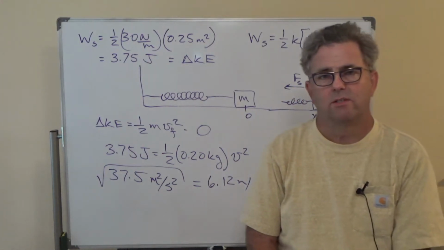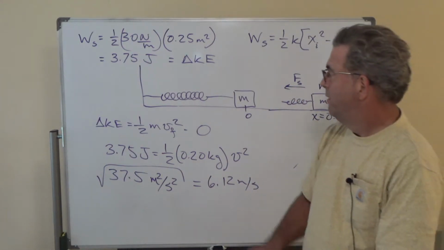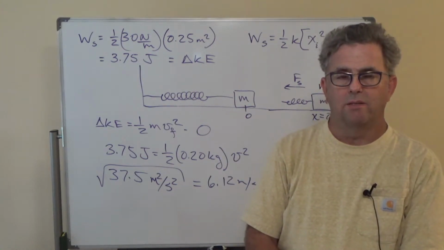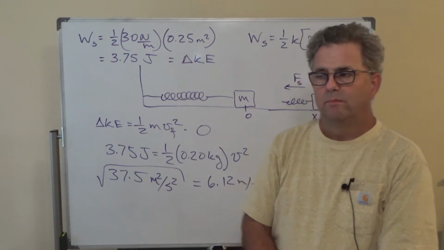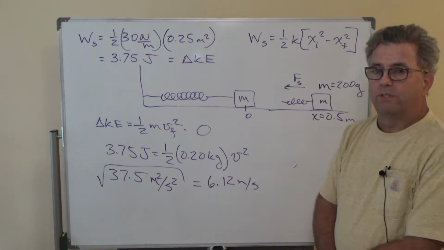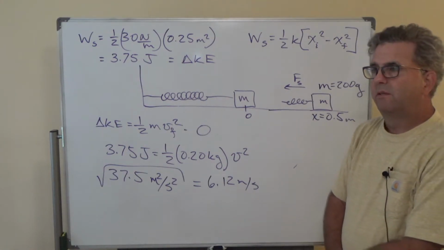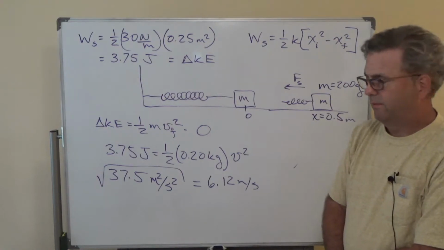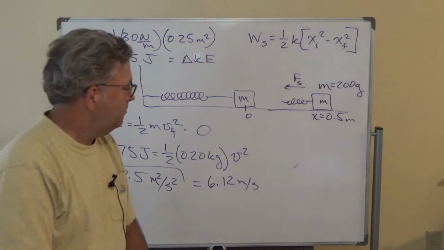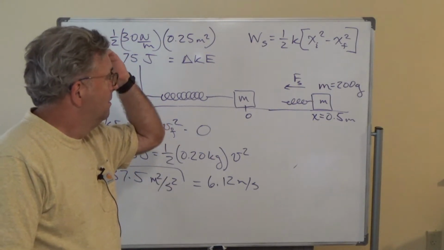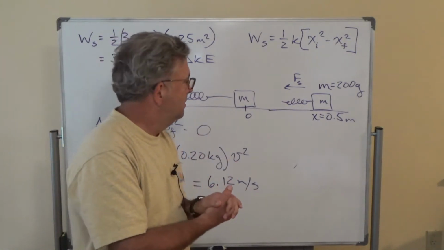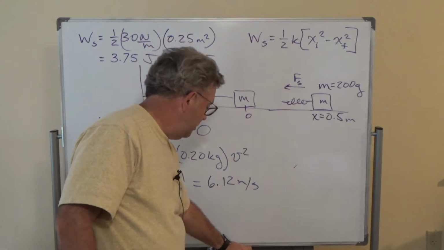Innumerable things in nature are modeled with this mass spring system. It's a simple harmonic oscillator. A very simple system, but extremely useful. This is the work that you need to equate to the motion in this system. Any questions on this?